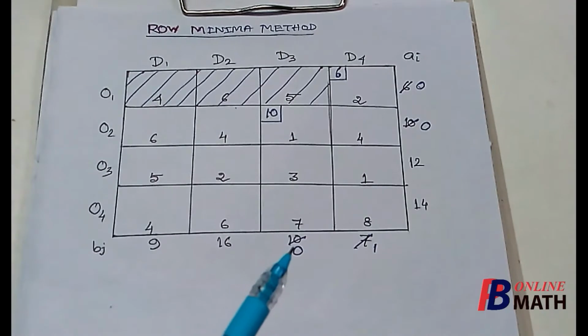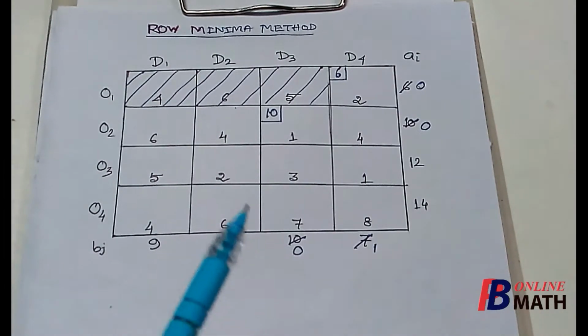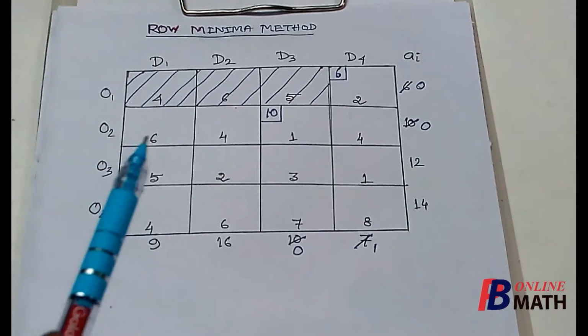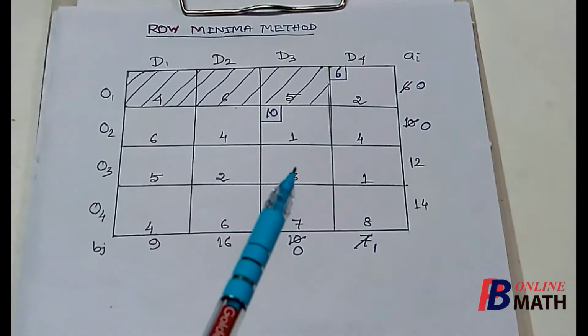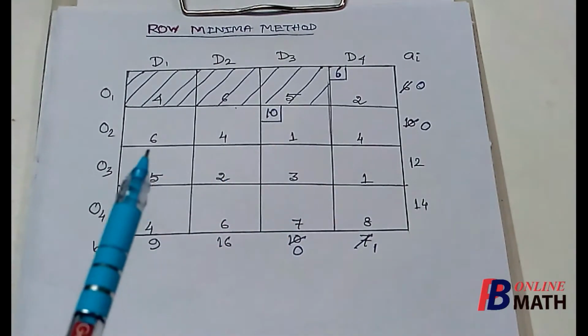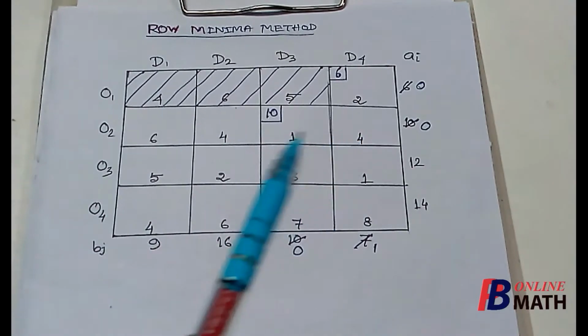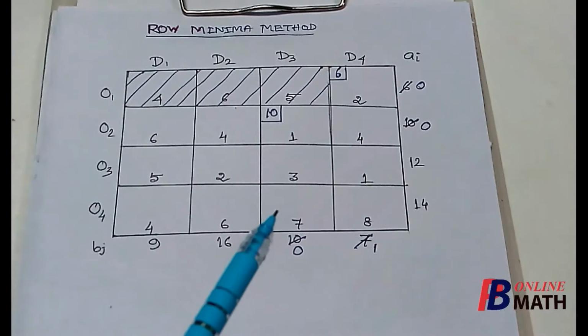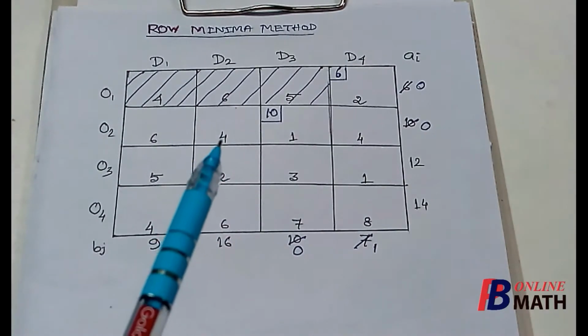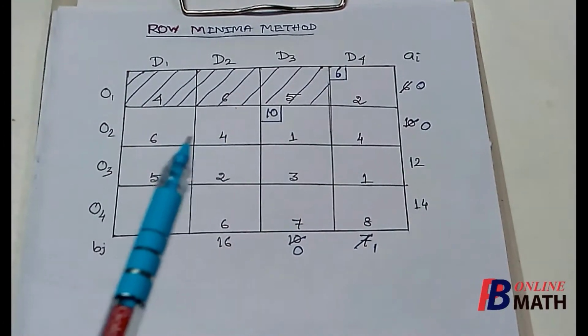but not both. But in an alternative way, we can cross off all the remaining cells of this row and of this column by inserting the next basic variable equal to 0 on the next minimum element of this row. So we can cross off all the remaining cells of this row and column if we insert a basic variable equal to 0 in the next minimum element of this row.